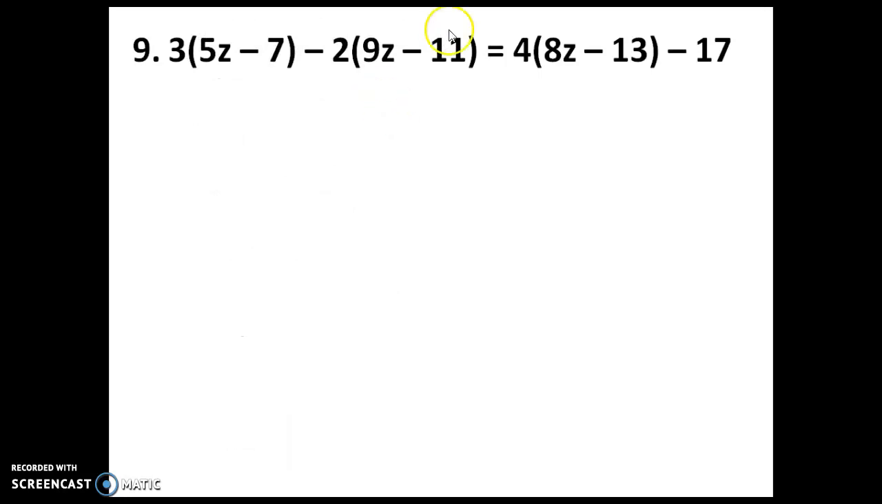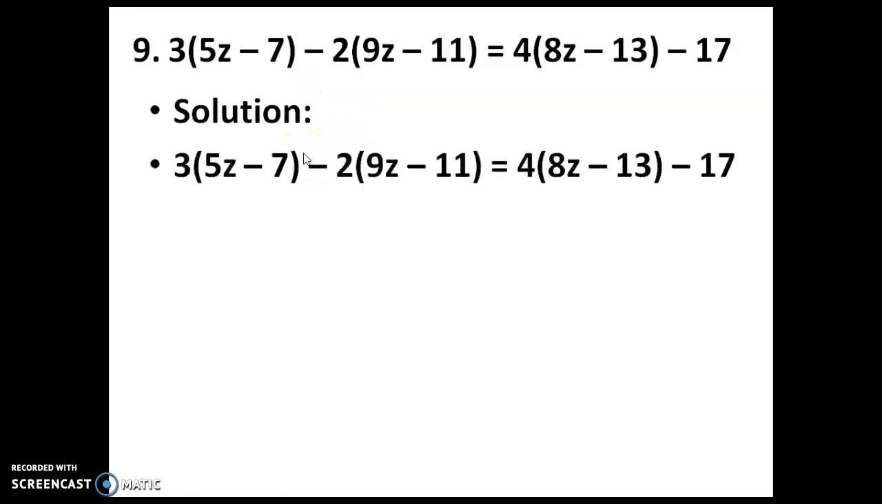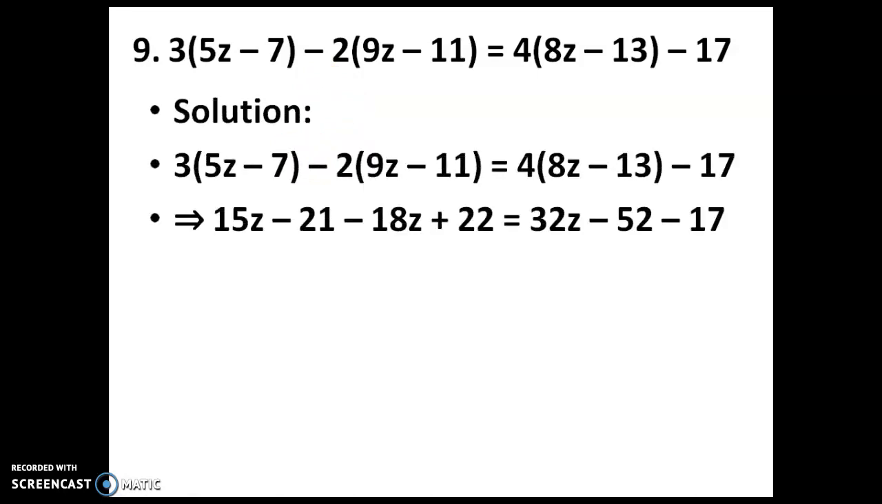The next problem. Here you have brackets. Simply you have to remove the brackets. That's the first step. Removing the bracket means you have to multiply inside. So 3 into 5z will become 15z. Then 3 into minus 7 is minus 21. Then minus 2 into 9z becomes minus 18z. Minus into minus is plus, so plus 22.